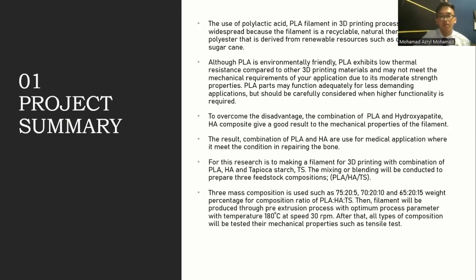This research is to make a filament for 3D printing which is a combination of PLA, HA and tapioca starch TS. The mixing or blending will be conducted to prepare the three feedstock compositions. Three mass compositions are used such as 75-25, 70-20-10 and 65-20-15 weight percentage for composition ratio PLA-HA-TS. Then the filament will be produced through pre-extrusion process with optimal process parameters of temperature 180 degrees Celsius at speed 30 rpm. After that, all types of composition will be tested via mechanical properties such as tensile test.